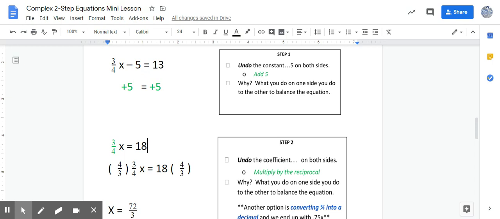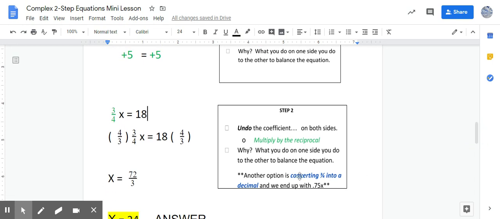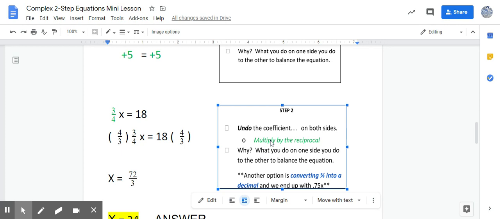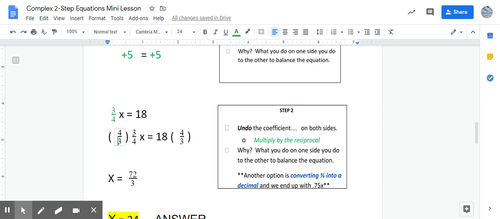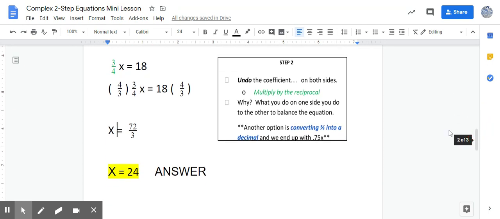So we're here looking at step 2. Step 2 is we are going to undo the coefficient on both sides. We're going to simply multiply by the reciprocal. So the opposite of 3/4 is going to be 4/3, and we're going to multiply it on both sides. These two cancel themselves out. We're left with x. 18 times 4 is going to be 72, and 3 times 1 is 3, because this 18 is going to be put over a 1, right? If you remember that when we did it in the beginning of the year.